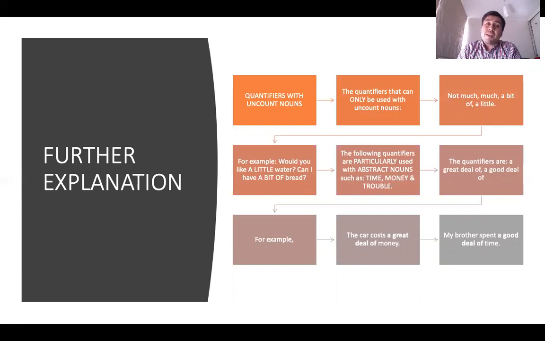Also, when we talk about uncountable nouns, we have abstract nouns. These nouns are time, money, and trouble, for example. And these abstract nouns use expressions like a great deal of, a good deal of. For example, the car costs a great deal of money. My brother spent a good deal of time.